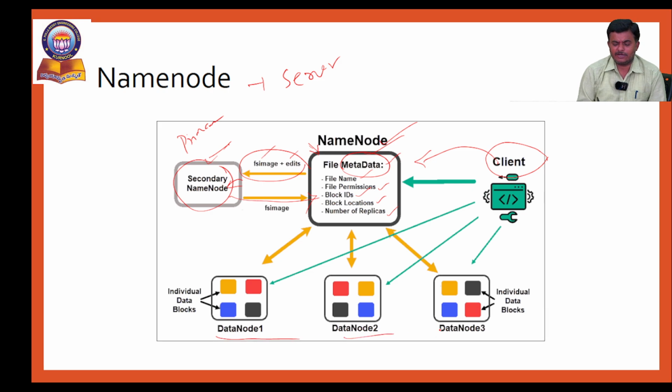So these are several data nodes that are available in the cluster connected to that particular name node. Individual data blocks are stored in each data node. So these are the blocks of data that are stored in each and every data node. When the client sends a request, the name node processes it, and wherever the data is available, a link will be created to the client machine to access the data. So this is how a name node works.